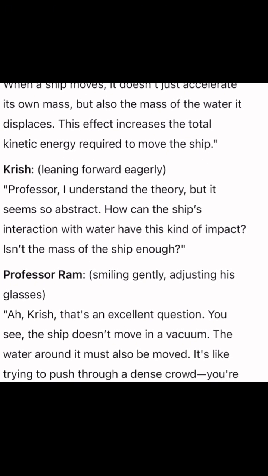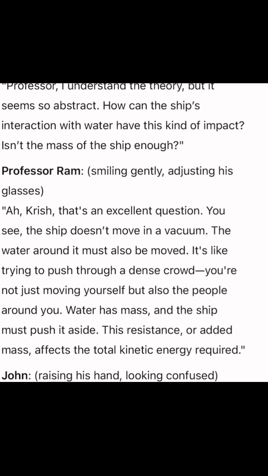Chris: Professor, I understand the theory, but it seems so abstract. How can the ship's interaction with water have this kind of impact? Isn't the mass of the ship enough? The Professor replies, "Oh Chris, that's an excellent question.